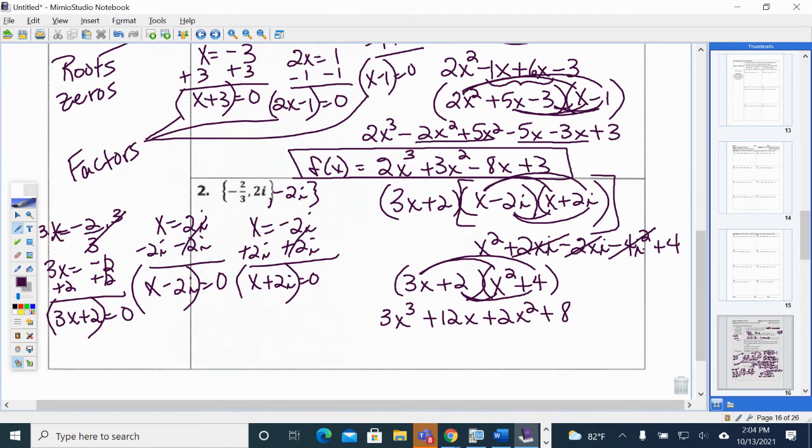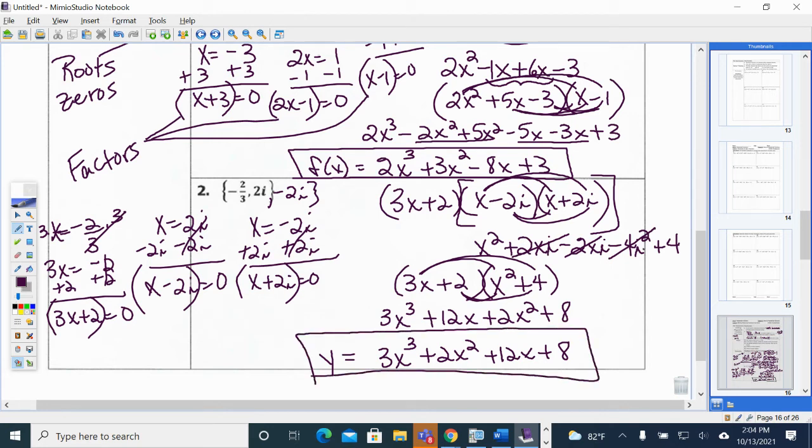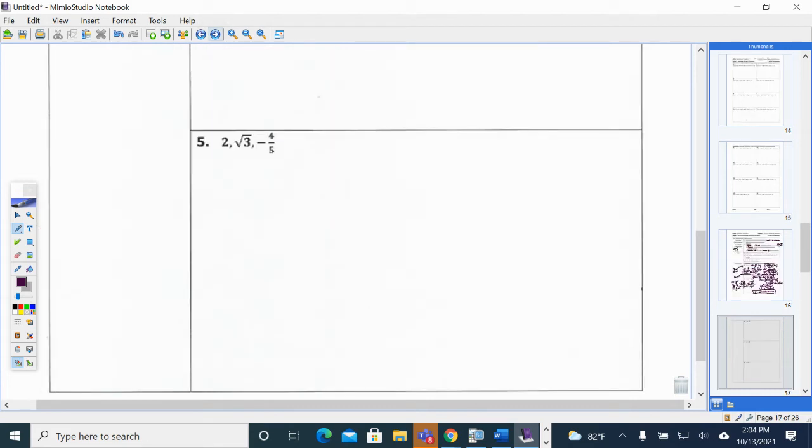Now, this is not okay. It's not in standard form. The terms are in the wrong order. The x squared should come before the x. Don't forget the f of x. If you want to, you can just make it a y instead of an f of x, and I'm okay with that as well.